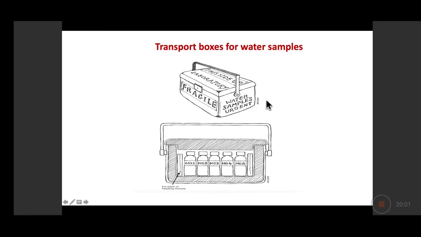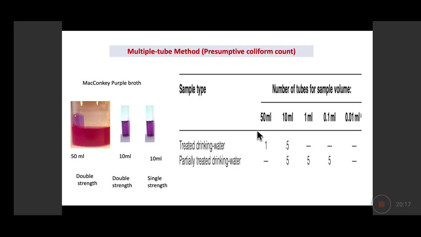When it comes to transport, we should have certain transport boxes which should be filled with ice packs. So the cold chain should be maintained whenever we are transporting the sample. If the cold chain is not there and ice packs are not there, then the sample should be processed immediately, within 2 hours.